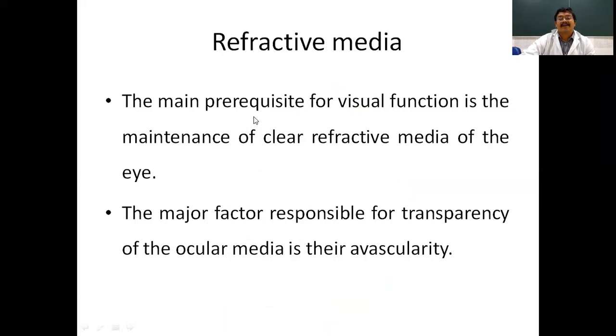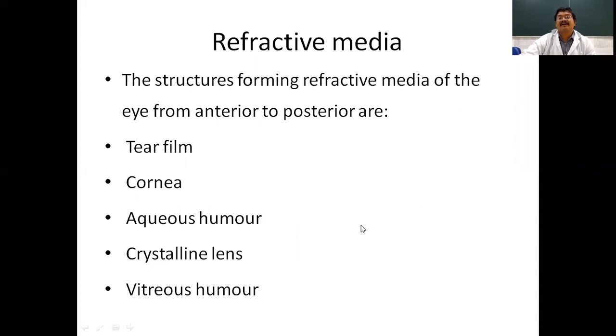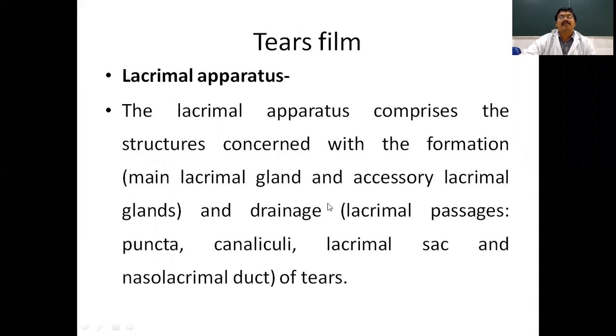Then what are the refractive media? For visual function, you must have a good, clear refractive media, which is a main prerequisite for the visual function of the eye. The major factor responsible for the transparency of the eye is avascularity. What are the things which form the refractive media? The first and foremost thing is the tear film. Then next is the cornea, aqueous humor, the crystalline lens, and the vitreous humor. These are from the anterior to the posterior. They constitute the refractive media.